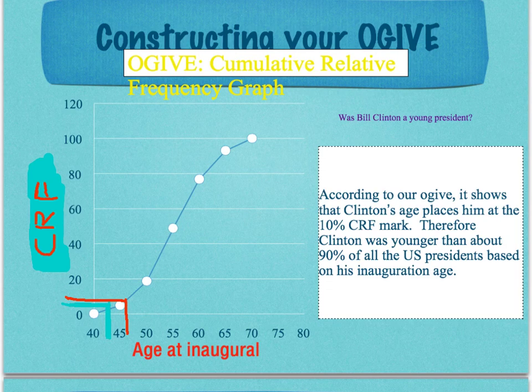Okay, so we know that President Clinton was 46 when he was inaugurated. That's from our table of data that we began with. So according to this ogive, it shows that at age 46, that places him at about the 10% mark on the cumulative relative frequency. Therefore, President Clinton was younger than about 90% of all the U.S. presidents based on his inauguration age. It also means that he was only older than about 10% of U.S. presidents inaugurated.